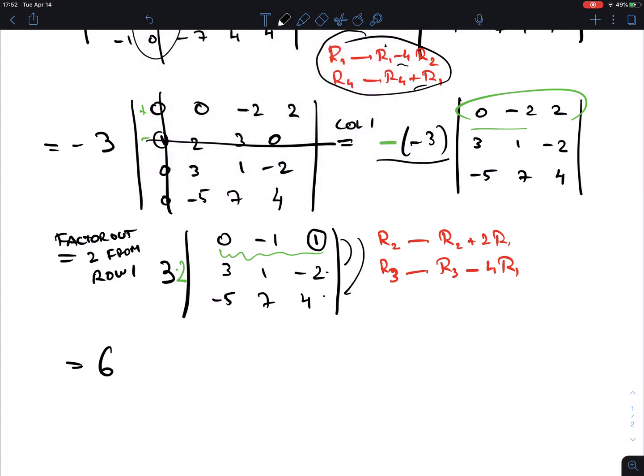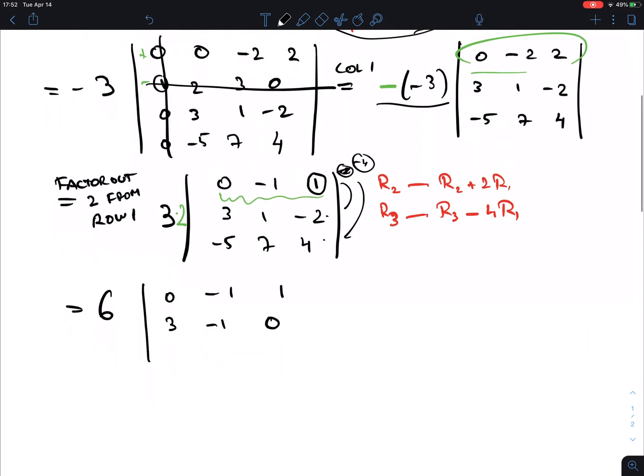Okay, so what we get: 3 times 2, that's 6, and then the first row doesn't change. Then we multiply this by 2 and add, right? So we get 3 minus 2 plus 1 is -1, and then 0, of course. And then the other one, we multiply by -4, and that means -5. -4 times -1 plus 7, that's 11, and then we get 0. Okay, and so we can now do expansion in row 3.